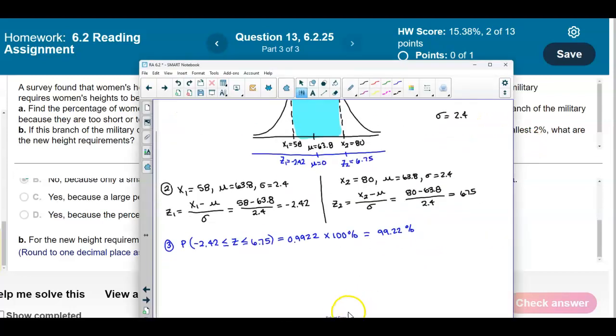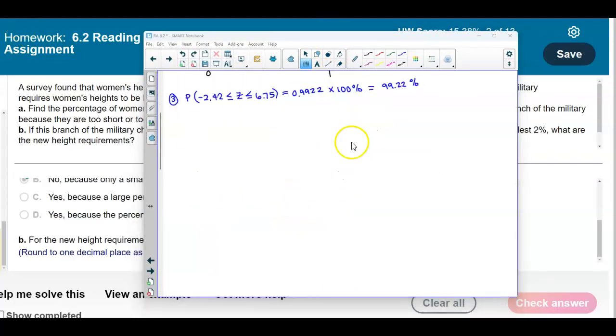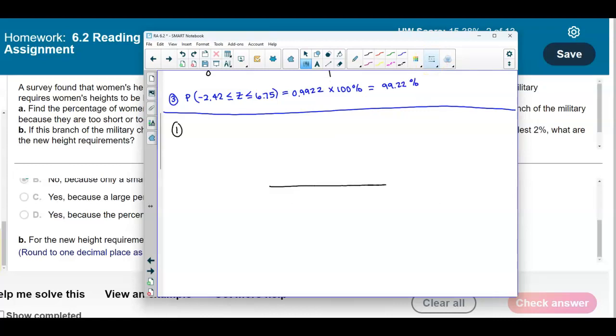So let's go ahead and draw our graph to make sure we know what this looks like. So for part B, we're going to draw a new picture, but in this case, this new sketch only gives us the area.